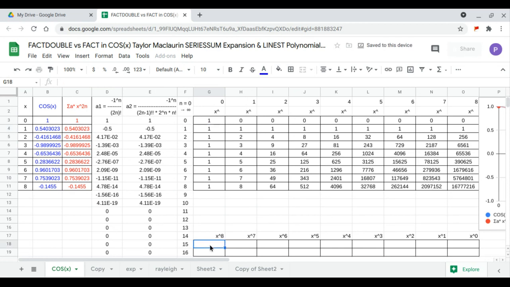Now we calculate the coefficients. So LINEST data y, that is for the function itself, comma, data x. Then enter. And the expansion. So LINEST data y and comma data x. Now let's compare.